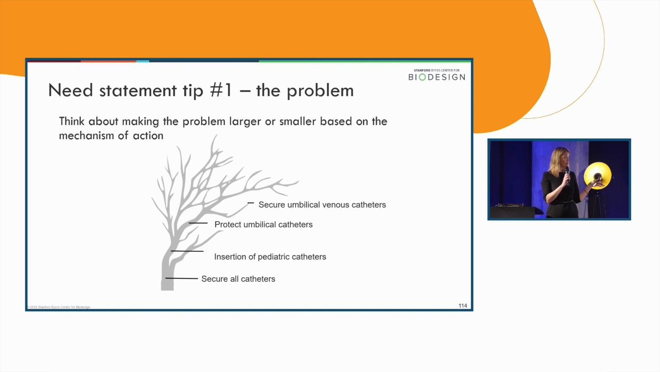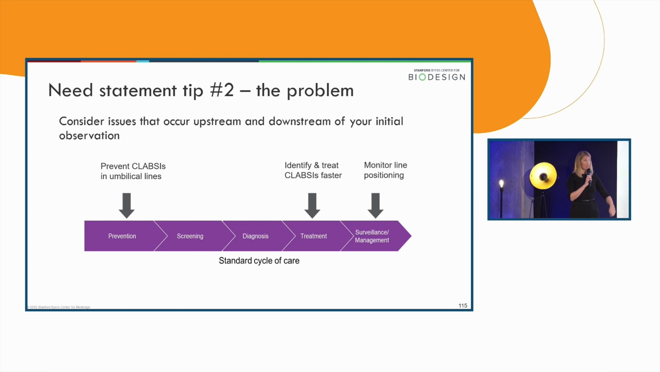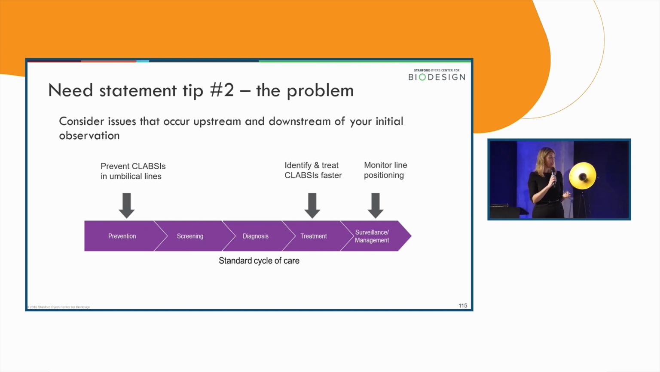So is the problem protecting, inserting, securing all catheters? Is it securing umbilical venous catheters, inserting pediatric catheters? Where's the problem? And then you can also go upstream and downstream of your initial observation. So that means, are you trying to prevent CLABSIs in umbilical lines? Are you trying to diagnose them? Are you trying to identify or treat them? Or are you going on to do surveillance and management, where you're monitoring line position?